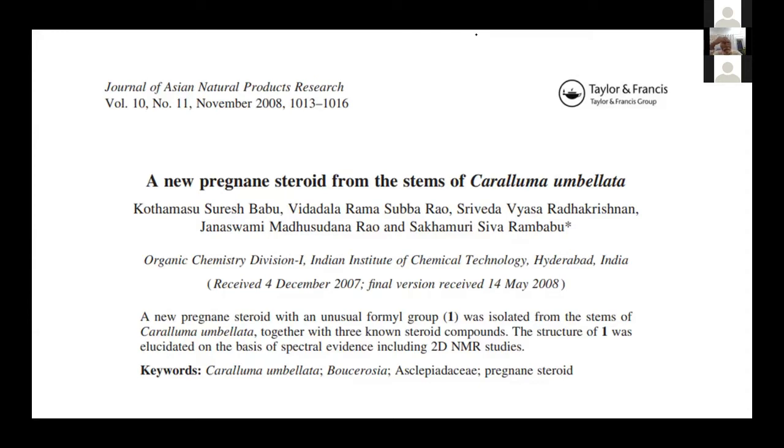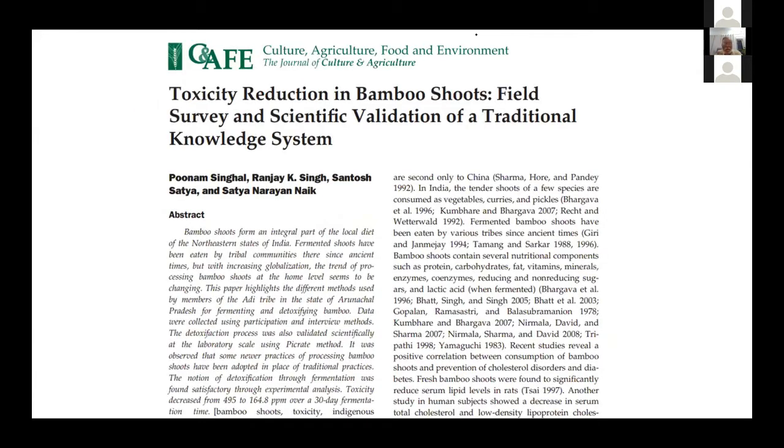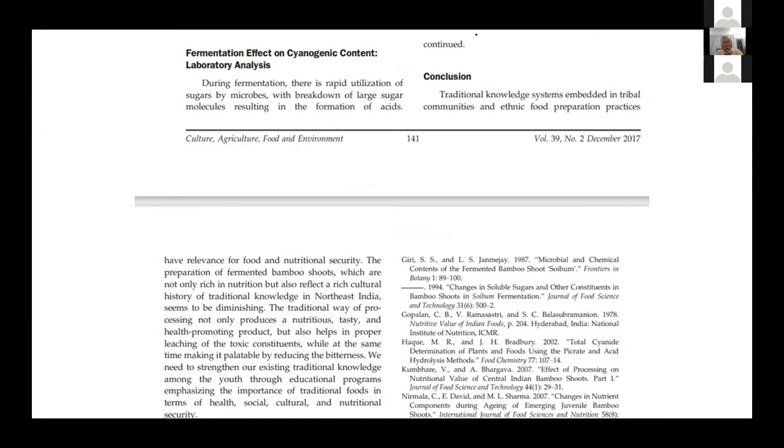Now, this example of IICT Hyderabad, where they have found a new pregnane steroid from this plant. And very good studies they have done. I mean, you can look at the paper and you will find they've given the molecular structure, they've done all kinds of research. This paper, again, no reference to the healers by name, no acknowledgement. Acknowledgement is there, general acknowledgement, but no name in authorship. And very unfortunate.